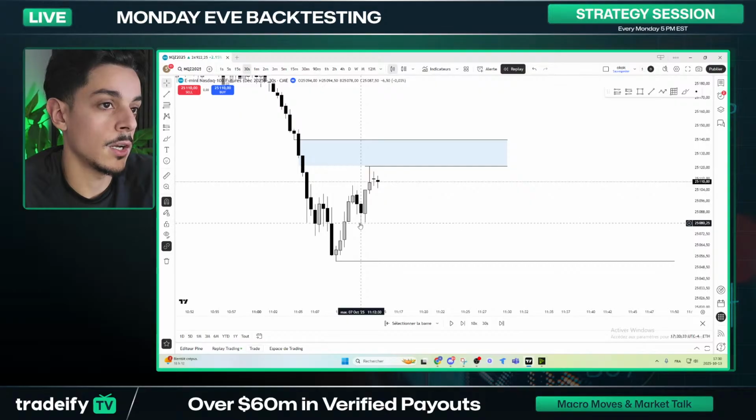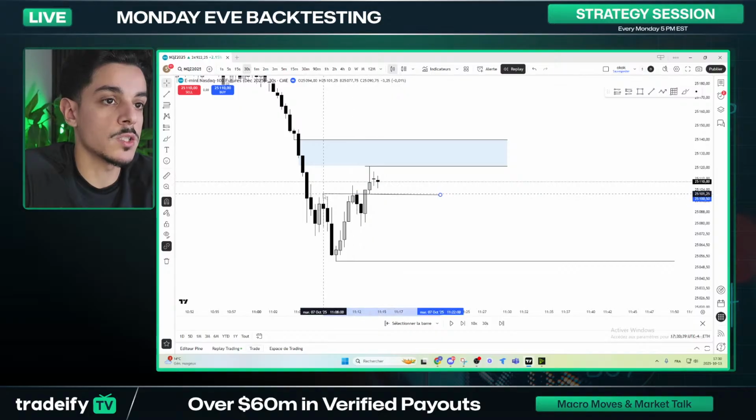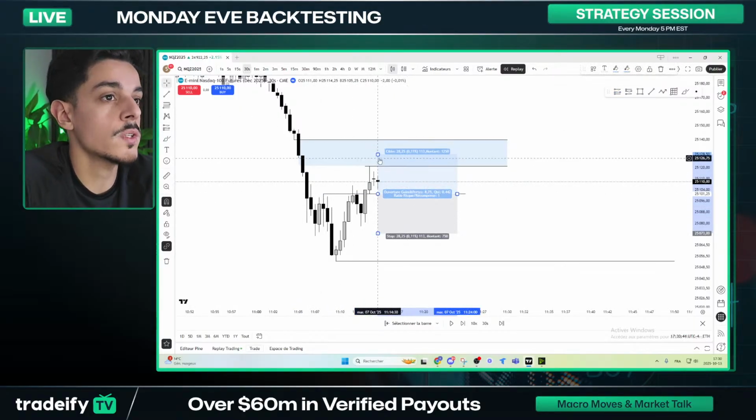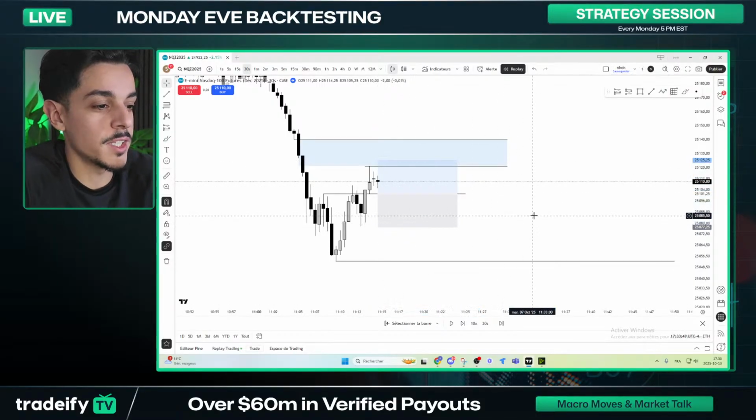So here, we're creating an inversion fair value gap. We push up. So now if we get a retracement back down towards this level, which is my breaker block, then I could potentially go long for a 1-to-1 risk to reward. Of course, it's a quick scalp, but it's still 24 points, okay, on a 5-minute candle.